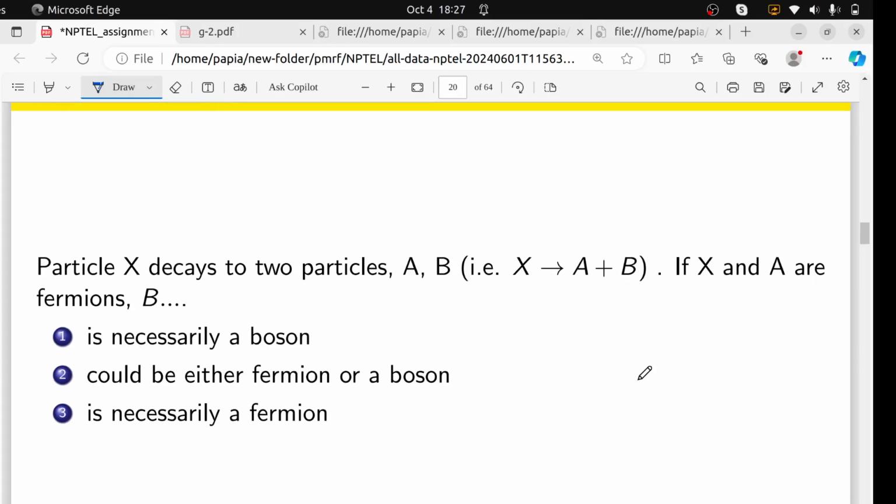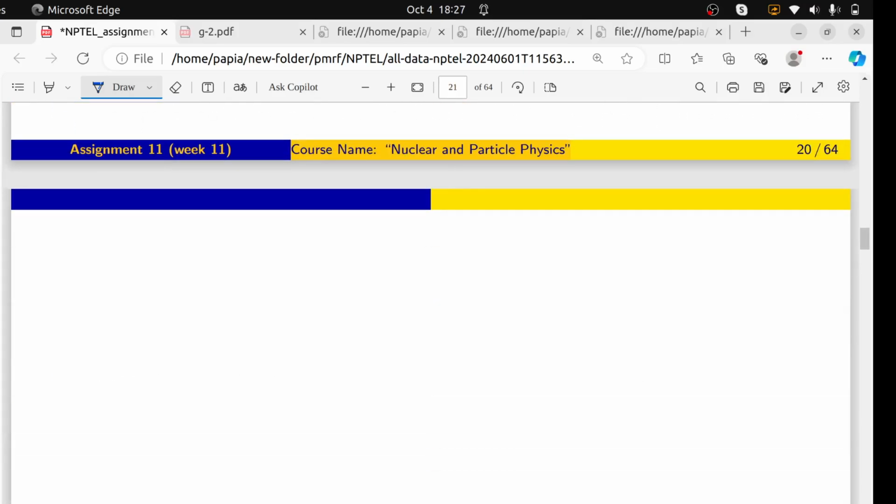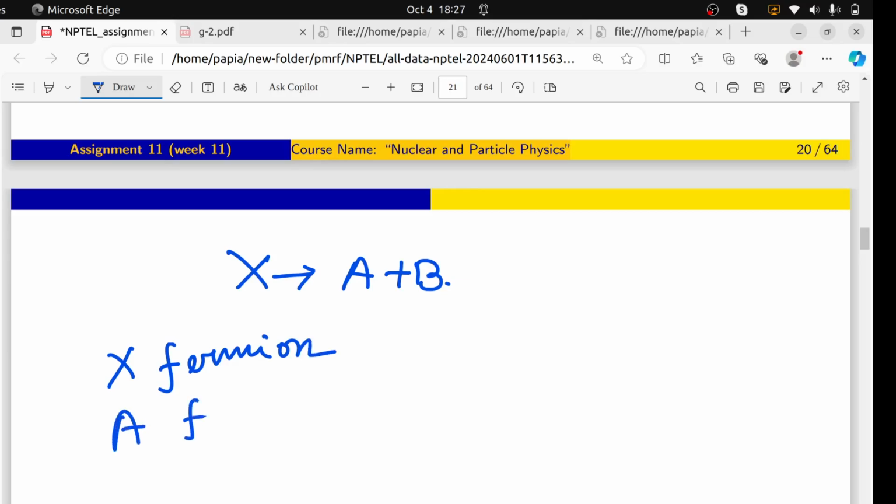Yes. Fifth question. A particle X decays to two particles A and B, that is, X goes to A plus B. If X and A are fermions, B is: necessarily a boson, could be either a fermion or a boson, or is necessarily a fermion. Let me answer this question. X goes to A plus B. X is a fermion. A is also a fermion. Now what about B?